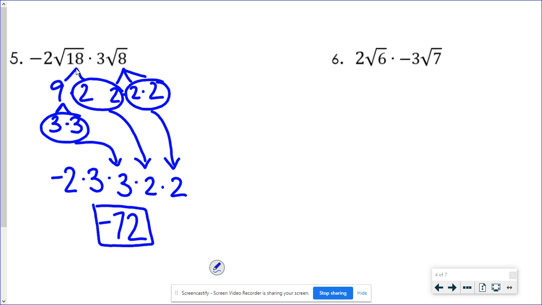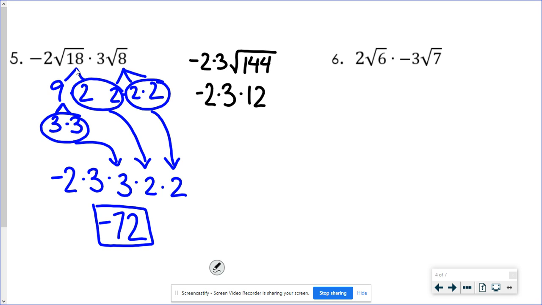Here's the other option. If you looked at this and you realized that 18 times 8 was a really nice number, you could have the -2 and the 3 that were on the outside. If you multiply 18 times 8, that's 144. So you'd have -2 times 3 times 12, which also gives you -72.